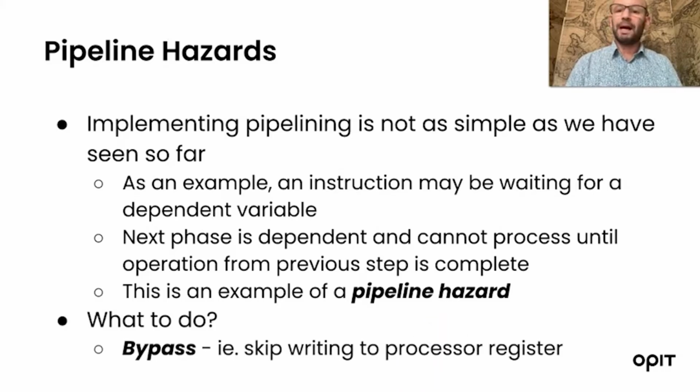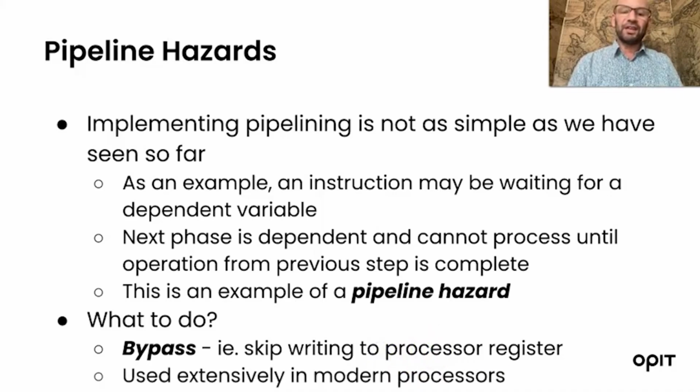We can do what's called a bypass. So a bypass is where we skip writing to the processor register, and it may be that we can come back to it and we can perform something else while we're waiting. And this is used extensively in modern processors. So we have ways of trying to optimize even if we're waiting, by performing other instructions that may be waiting and ready to go.